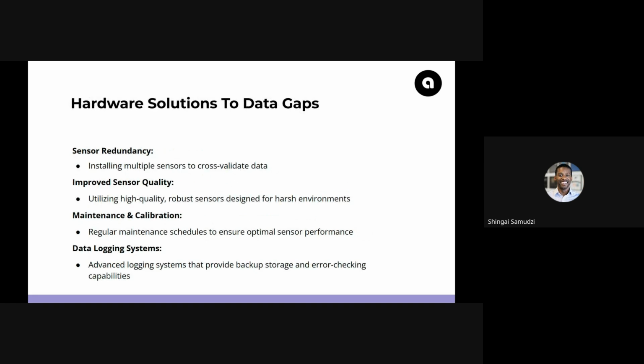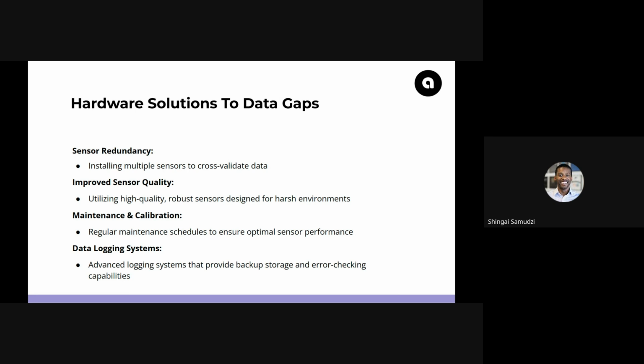So the first step is to always look at hardware solutions to data gaps. And broadly, there are 4 high-level hardware solutions that you can take. One is to introduce sensor redundancy, which means that you're installing multiple sensors in order to cross-validate data. And this is a good approach because this allows you to verify whether your problems are actually with your sensors versus with your transmission versus with the protocols you're using, et cetera.